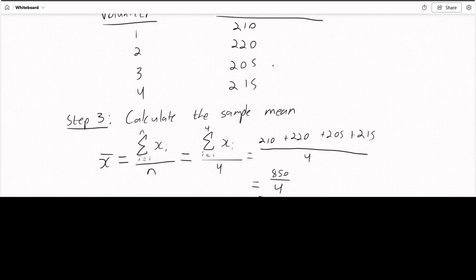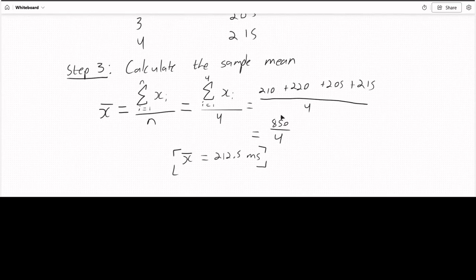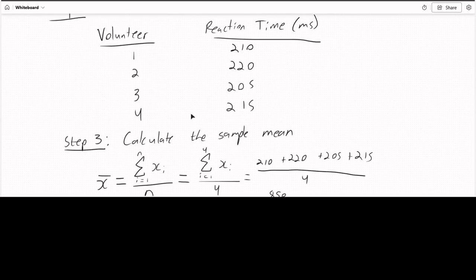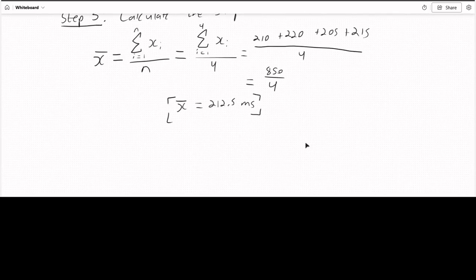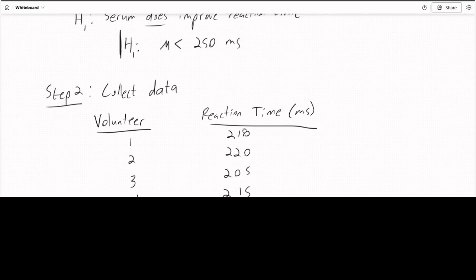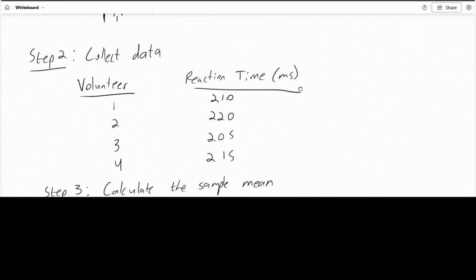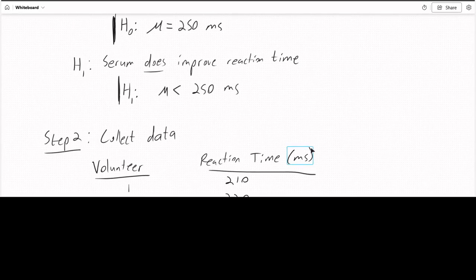Maybe that convinces you. I'm not convinced yet. I mean, we do have a very small sample of people, so this could be a fluke. And so we want to use statistics to see whether or not this is convincing enough evidence to update our beliefs from H naught to the alternative hypothesis, that it does in fact reduce reaction time.